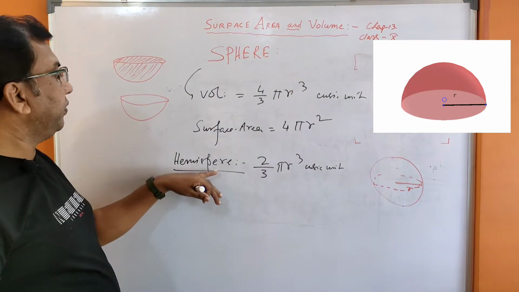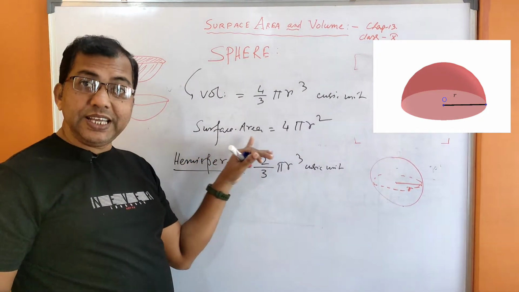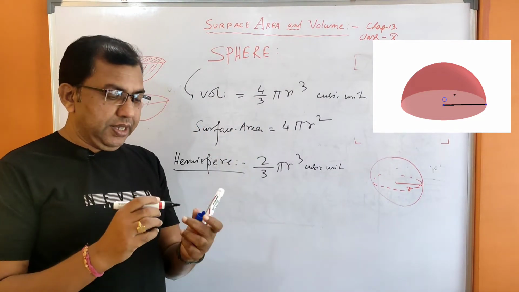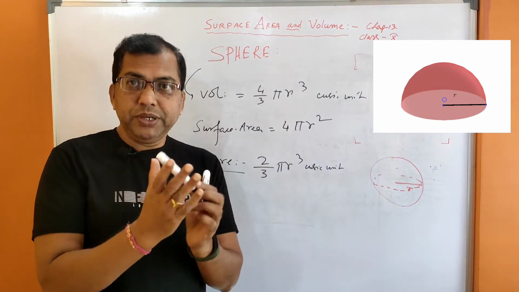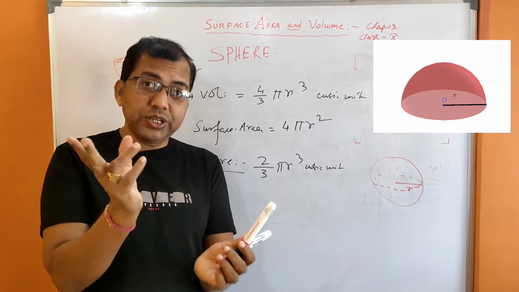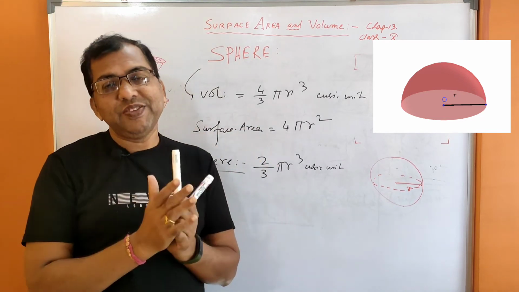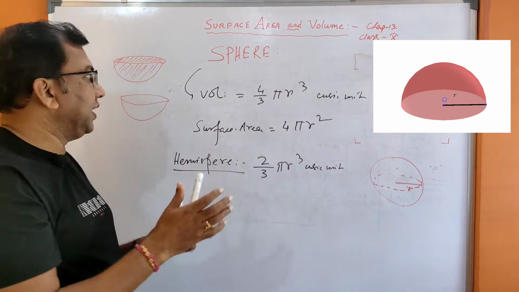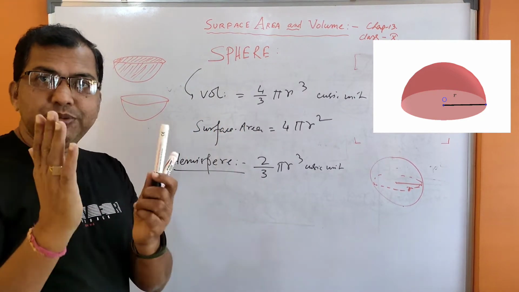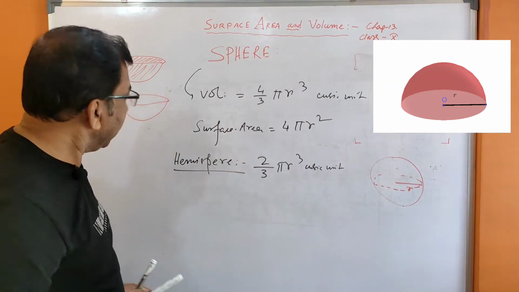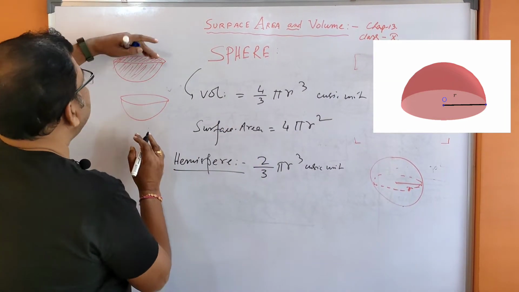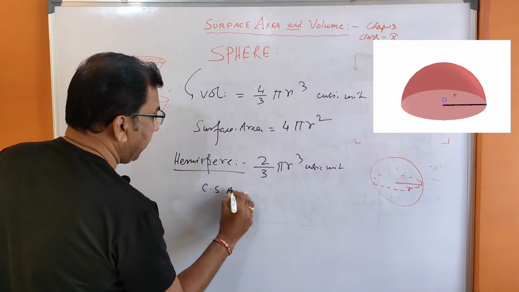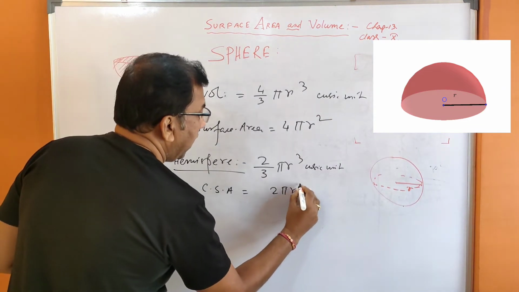In case of hollow hemisphere, what is the surface area? See, in case of sphere, the surface area is 1. But in case of hemisphere, it will have two surfaces, curved surface area and total surface area. Very important thing. What will the curved surface area be and what will the total surface area be? The curved surface area, only this curved surface, will be half. That is curved surface area, 2 pi r square.